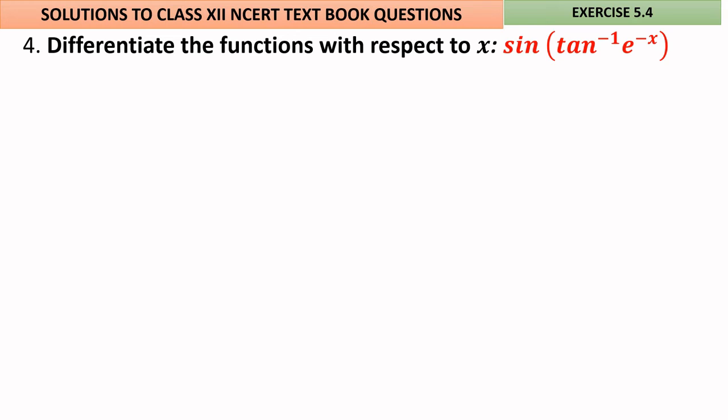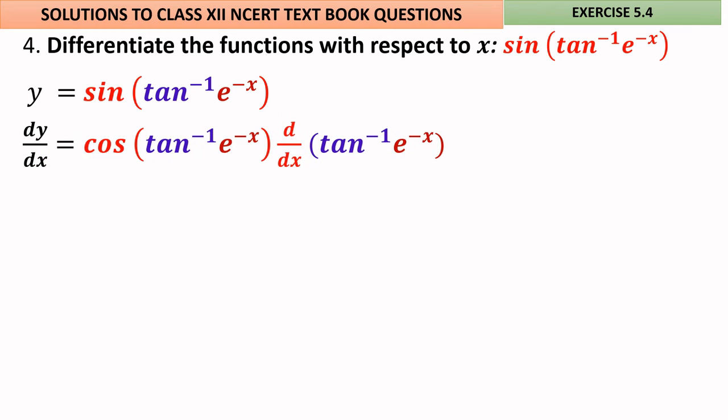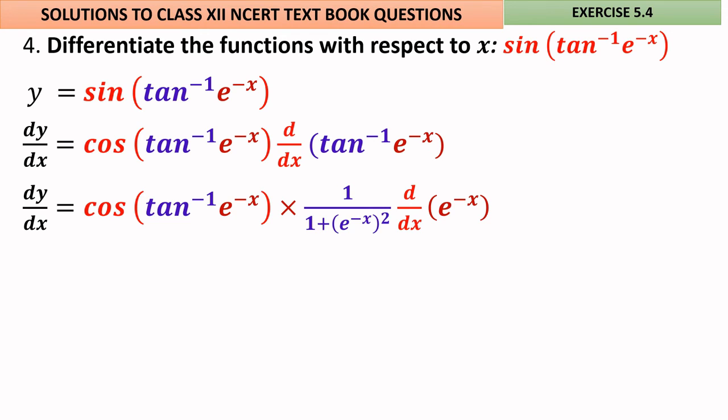Question number 4. Differentiate sine of tan inverse of e power minus x. A function of function rule. Okay, first let us do the derivative of sine of something. It is cos of that into d by dx of whatever is inside the bracket. Once again, let us see how to do tan inverse of something. It will be 1 upon 1 plus that whatever is there, the whole square, into d by dx of e power minus x. Again using chain rule, derivative of tan inverse x is 1 upon 1 plus x square.